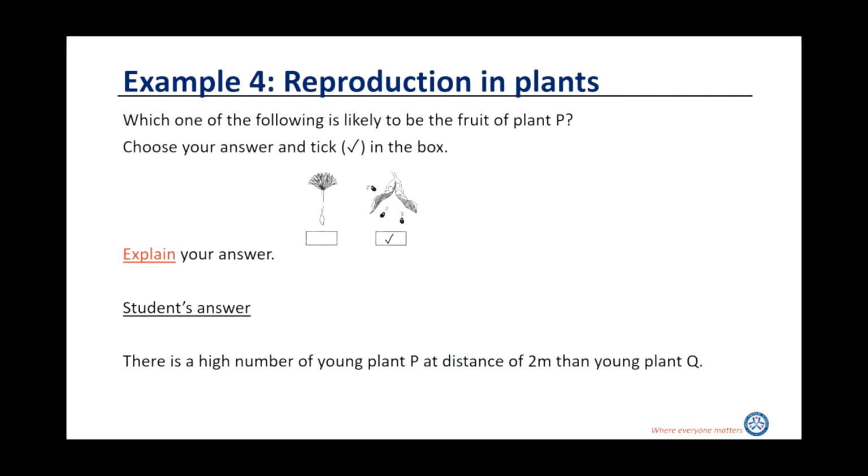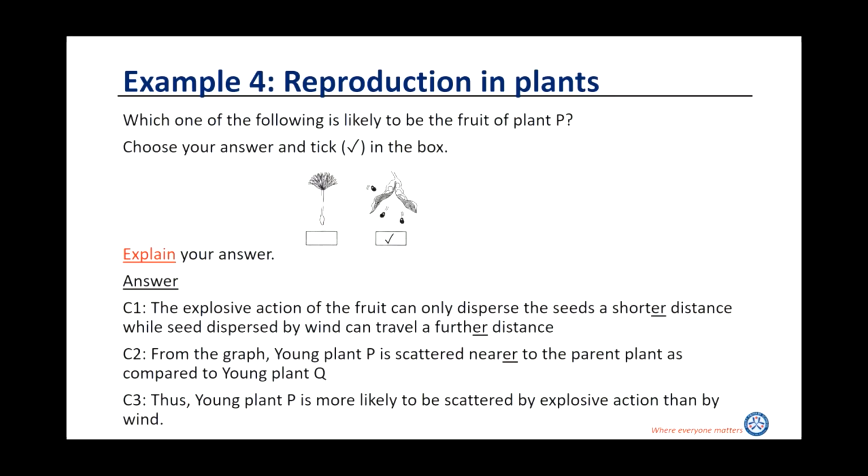Another student's answer is that there is a high number of young plant P at distance of 2 meters than young plant Q. However, there is no comparison as the distance of 2 meters does not show how near or how far 2 meters is, although the student did use the evidence given in the question. The comparative words like nearer, shorter, or further is not used. The answer is, the explosive action of the fruit can only disperse the seeds a shorter distance, while the seeds dispersed by wind can travel a further distance.